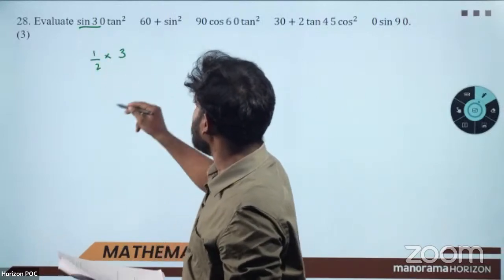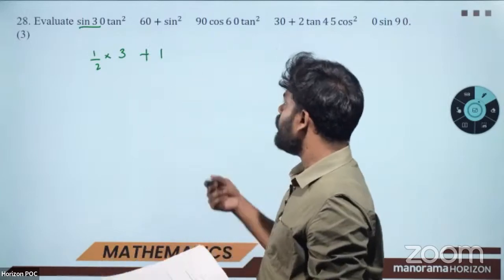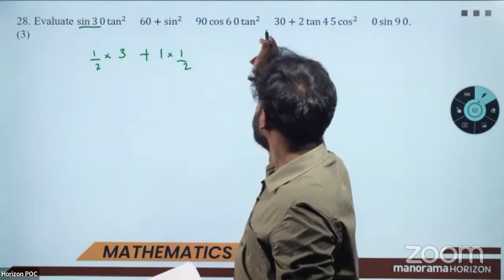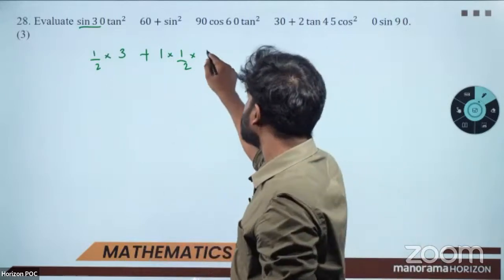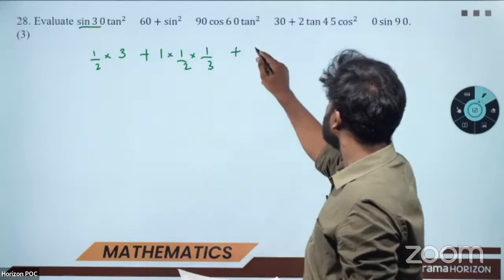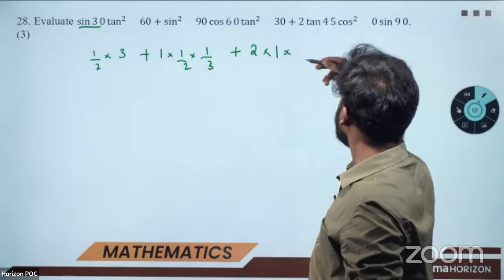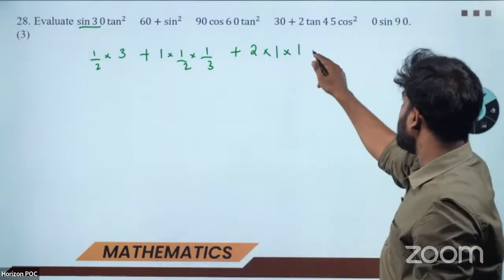So tan square 60 is 3 plus sine square 90. Sine 90 is 1, so sine square will be again 1 square, or it is 1. Cos 60 will be 1 by 2 into tan square 30. Tan 30 is 1 by root 3, so tan square 30 will be 1 by root 3 square, or 1 by 3, plus 2 tan 45. 2 into 1. Tan 45 is 1. Cos square 0. Cos 0 is how much? Cos 0 is 1 itself. So cos square 0 is again 1. Sine 90, that is also 1.